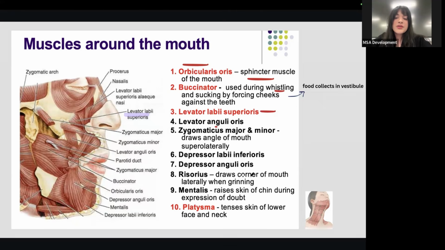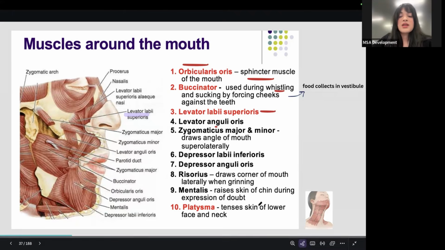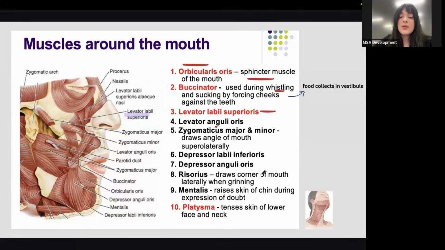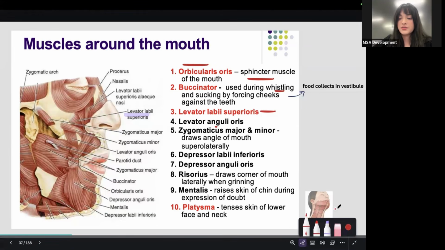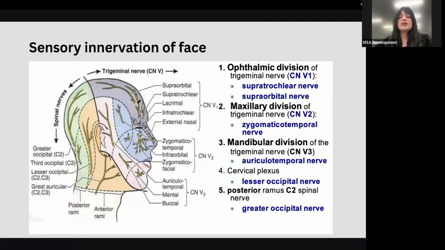The risorius draws the corner of the mouth laterally when grinning. So if you grin very widely, you're going to be using this one. The mentalis raises the skin of the chin during expression of doubt. And then you have the platysma, so it tenses skin of the lower face and neck. This is the platysma over here. It's a huge muscle. You can look at this diagram, orient yourself, pause and do that. All right, so then we move on to the sensory innervation of the face.